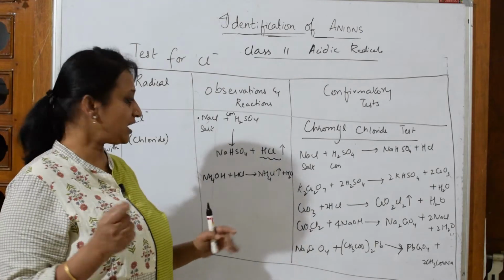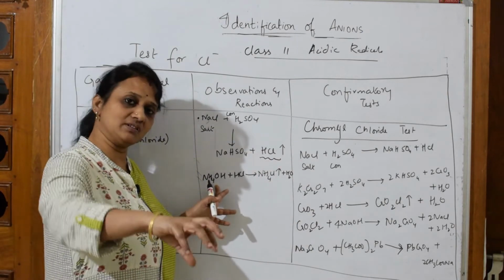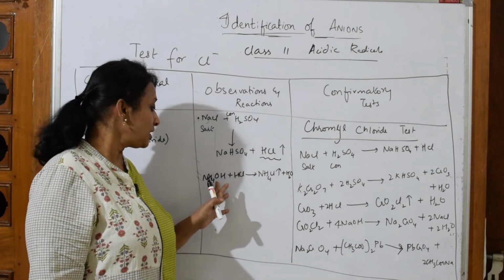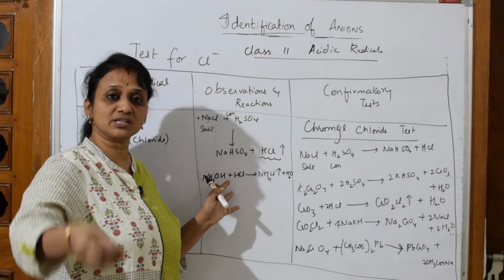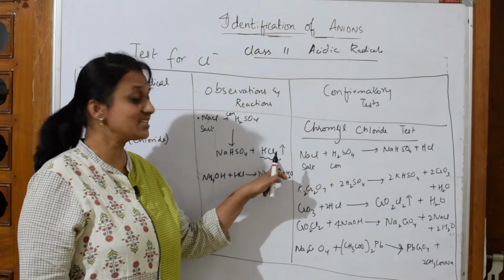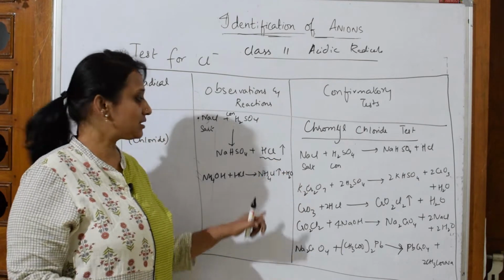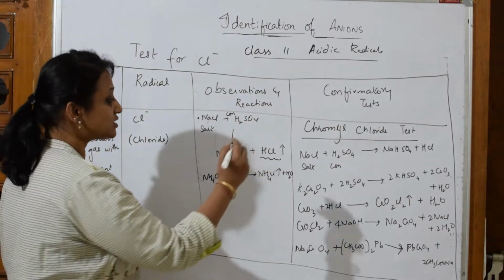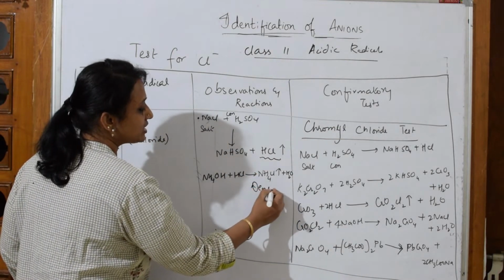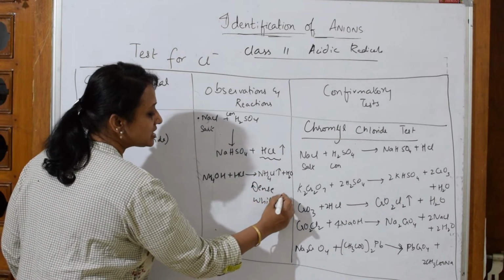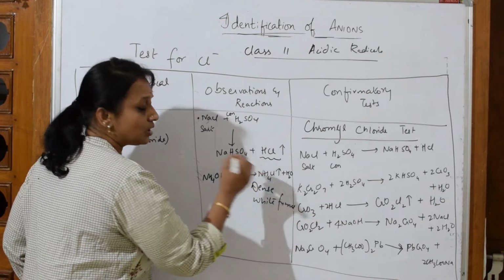Now you're going to take one more test tube, or the same one, you can add, not a problem. You're going to take ammonium hydroxide and drop it into the test tube where you're finding the evolution of HCl. Immediately you will observe dense white fumes. These dense white fumes are due to ammonium chloride.